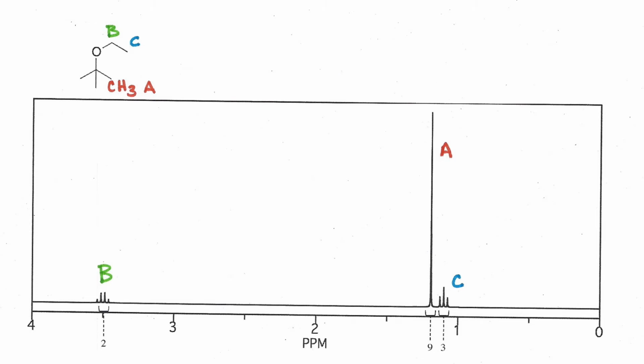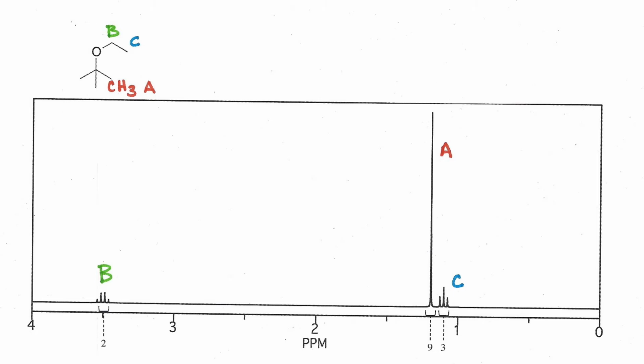For the green protons, we expected these protons to have the highest chemical shift in our spectrum because they're closest to the electronegative atom. We expected these protons to be represented by a signal that integrates to 2 and has the multiplicity of a quartet. We see a signal in our spectrum at about 3.5 that matches what we expect for the protons B.